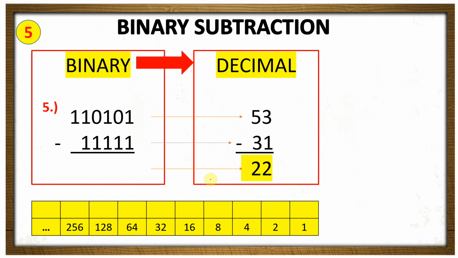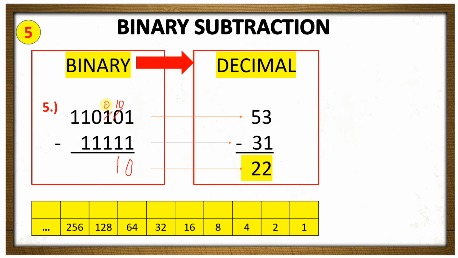Okay, this one, for instance, you subtract 1 minus 1 is equal to 0. 0 minus 1 cannot be. So you borrow 1 from the next digit to the left. Since the digit to the left is 1, you can borrow this one. This will become 0, and this will become 0, 1. So 0, 1 actually is 2 in decimal. So you think of that as 2 minus 1. So the answer here is 1.